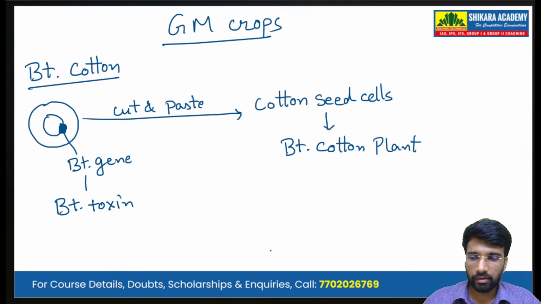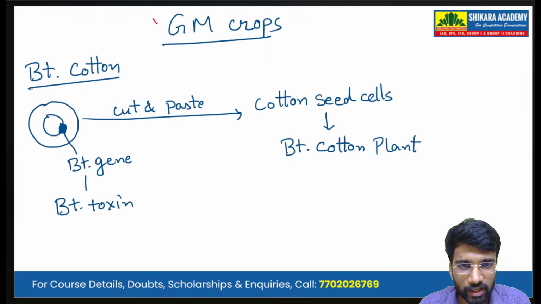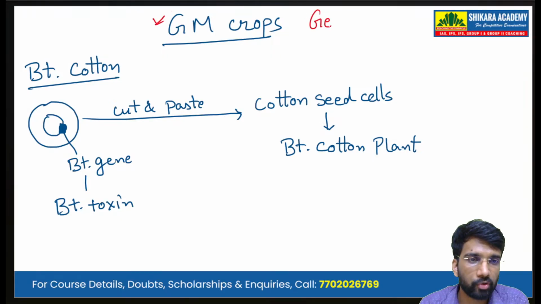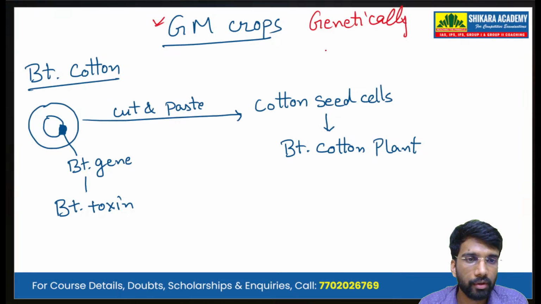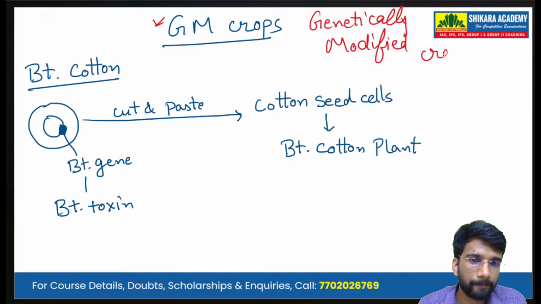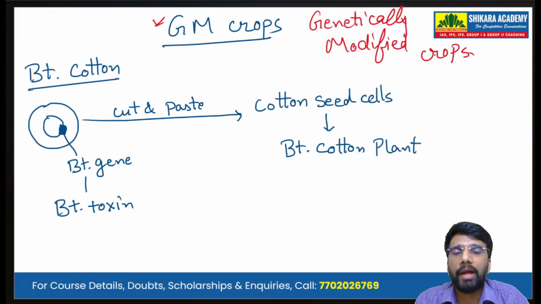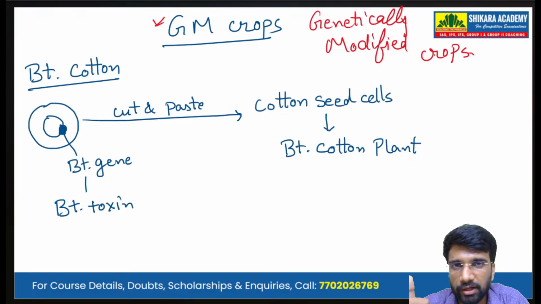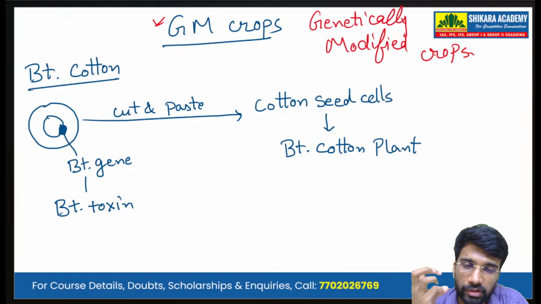Now, the next application of this biotechnology is the production, or the making, of genetically modified crops, that is GM crops, genetically modified crops. And the prominent examples of GM crops are BT cotton, BT brinjal, and GM mustard. So these are the three genetically modified crops.